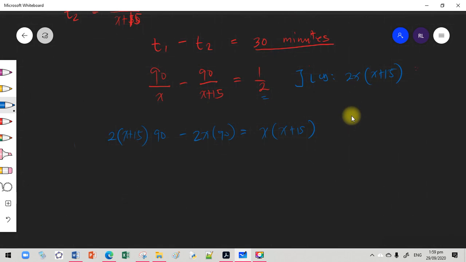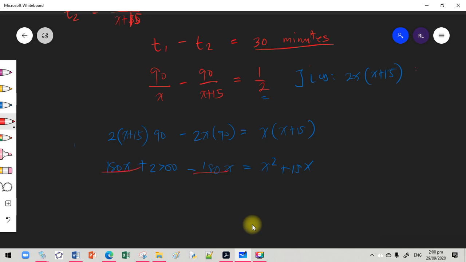So if we're going to continue, 2 and 90 gives us 180x plus 180x. 180 times 15 is 2,700. 2,700 minus, this becomes 180x equals x squared plus 15x. So obviously this becomes 0.